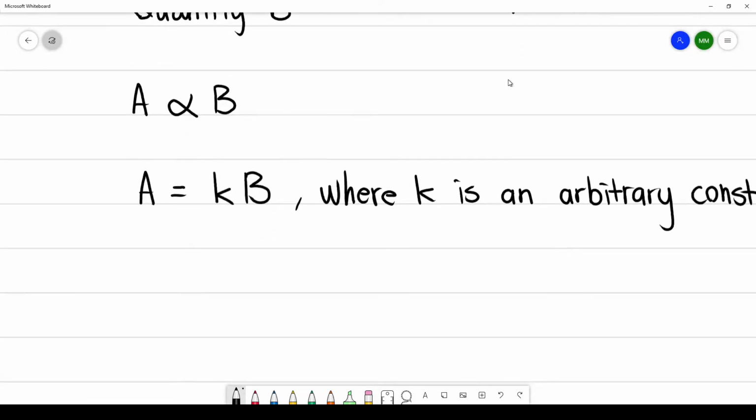So now here's something fun. When you divide both sides by B, what do you see? You get A over B is equal to k, right?